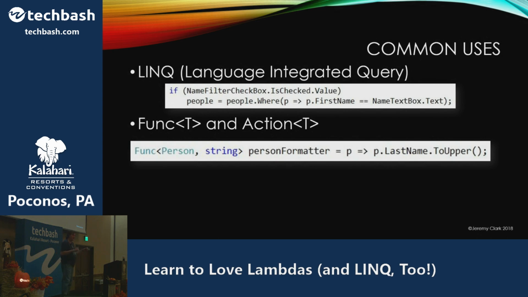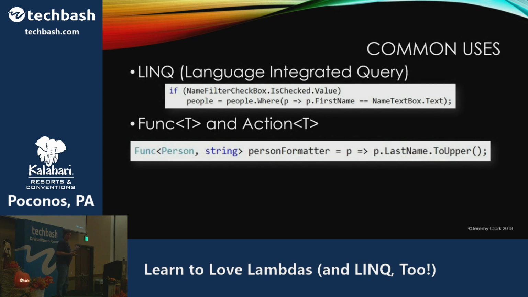Func and action are built-in delegate types in .NET, which can be extremely useful to us. And what we'll find is that the way that I most commonly use Lambda expressions is as an anonymous delegate. If you don't know what that is, that's perfectly okay, because we're going to find that out as we go along. So func and action are built-in delegates that give us some generic types that we can work with.